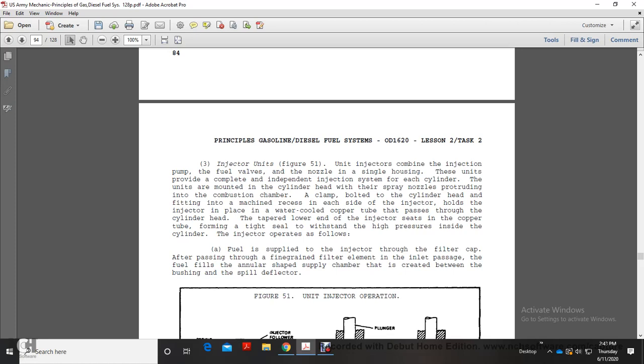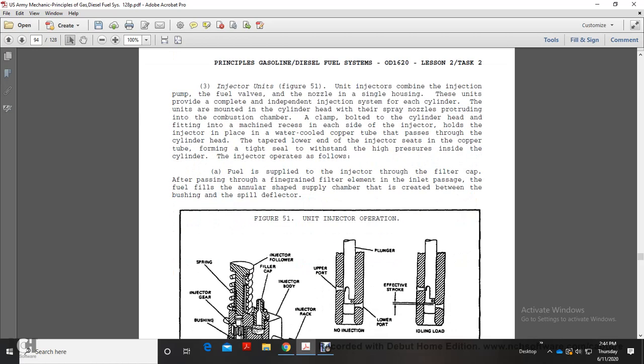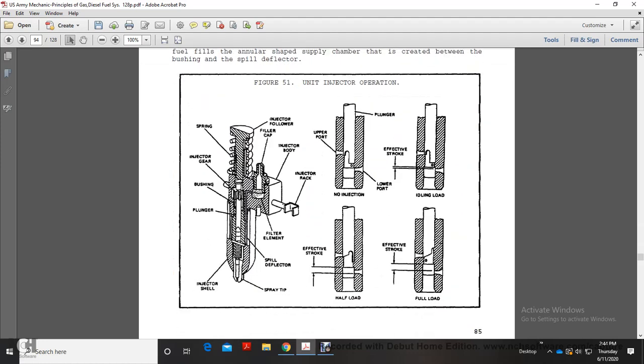The injector operates as follows. Fuel is supplied to the injector through the filter cap, passing through the fine-grade filter element and the inlet passage. The fuel fills the annular supply chamber created between the bushing and the spill deflector.